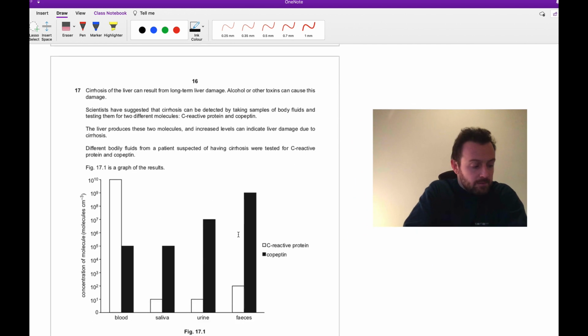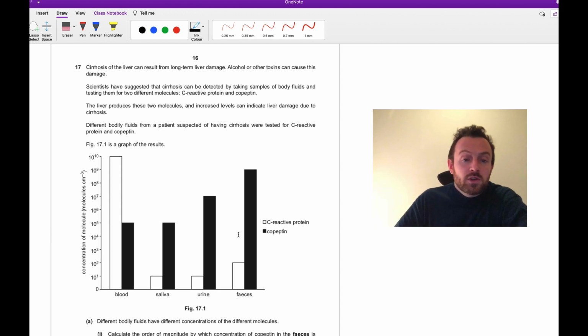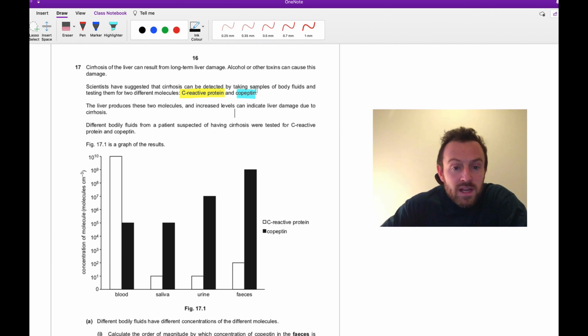Okay, we're on to question 17. What am I doing for time? Okay. Cirrhosis of the liver can result from long-term liver damage. Alcohol or other toxins can cause this damage. Scientists suggested that cirrhosis can be detected by taking samples of body fluids and testing them for 2 different molecules, C-reactive protein and copeptin. The liver produces these 2 molecules, and increased levels can indicate liver damage due to cirrhosis. Different body fluids from a patient suspected of having cirrhosis were tested for C-reactive protein and copeptin.